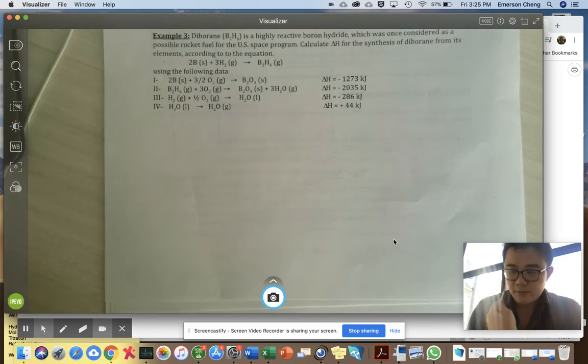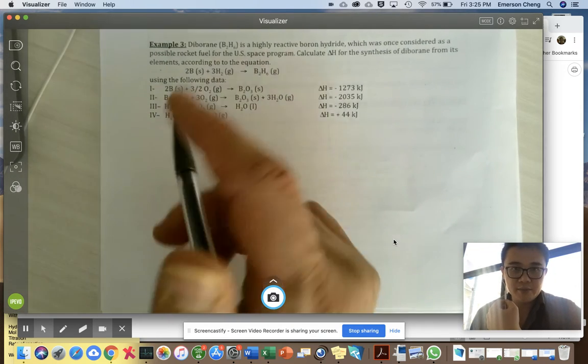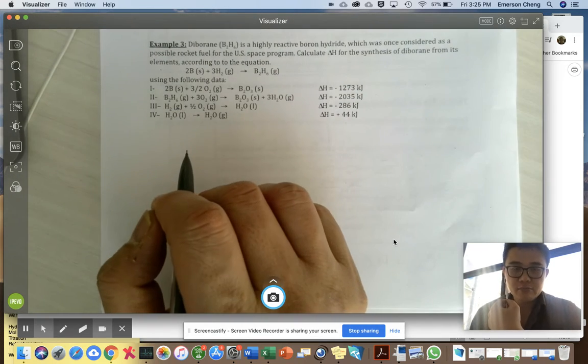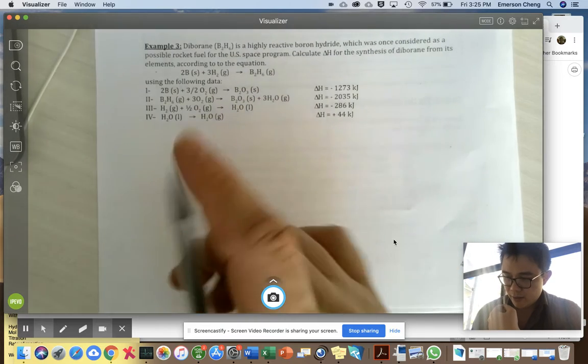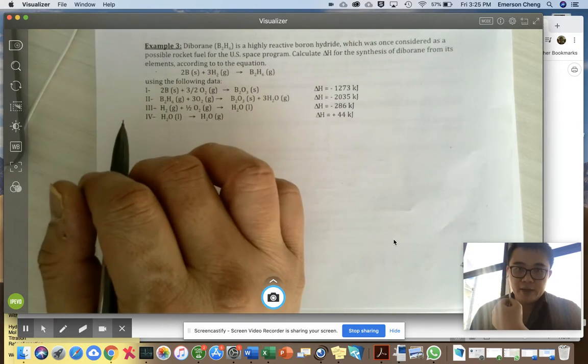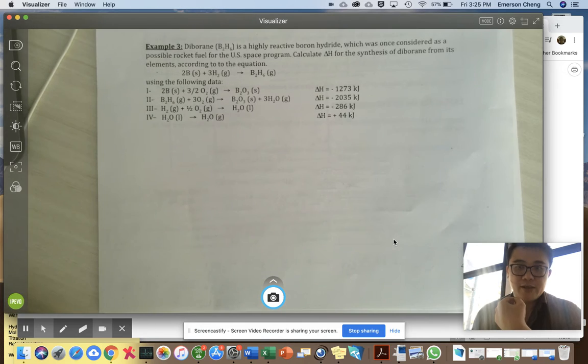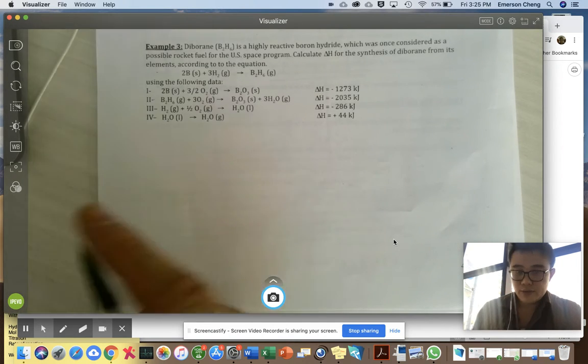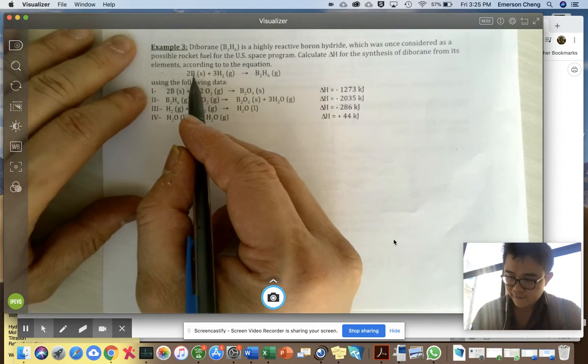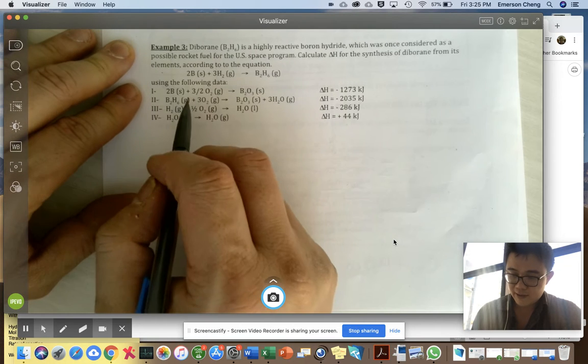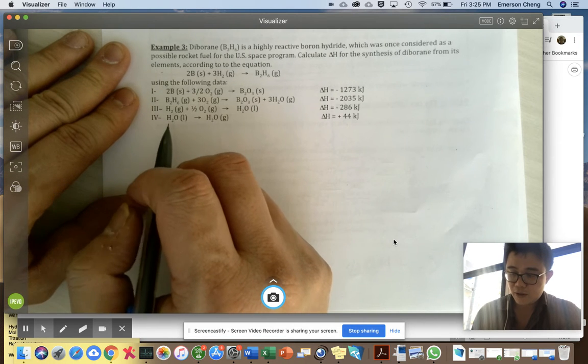Okay, so example number 3, we did it in class before, but just so that you can look at it again. Now, in this case, again, using the same thing, this is a little trickier because you actually have to flip the equation as well as multiply them. So in this case, again, you underline the things that you want. You will need to use all four equations.